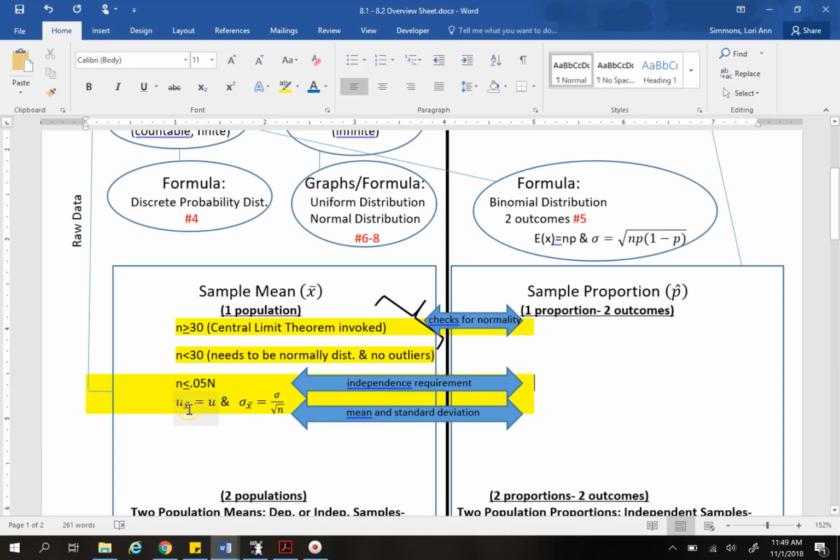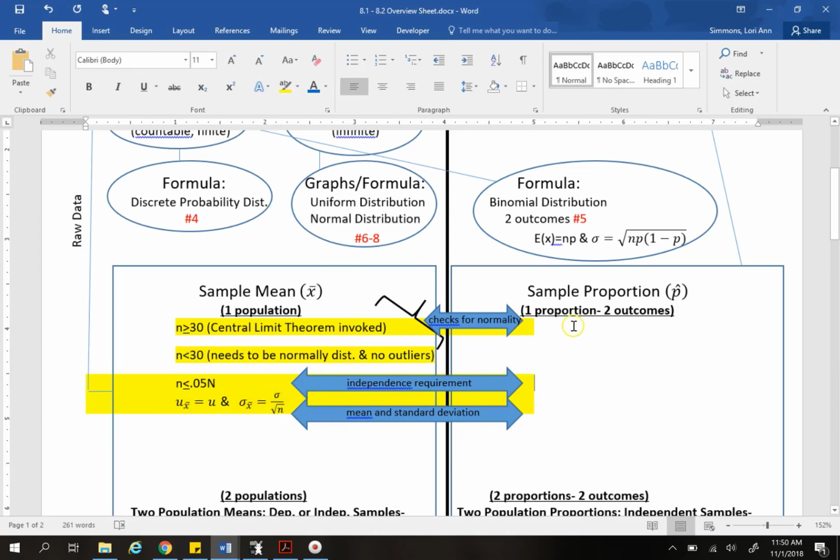Mu sub x bar is equal to mu, and sigma sub x bar is equal to sigma over the square root of n. This is helpful for when we do not know the distribution or it is skewed left or right. We can get it to be normal, then we can apply what we've learned using the normal distribution. So this is why it is very helpful.